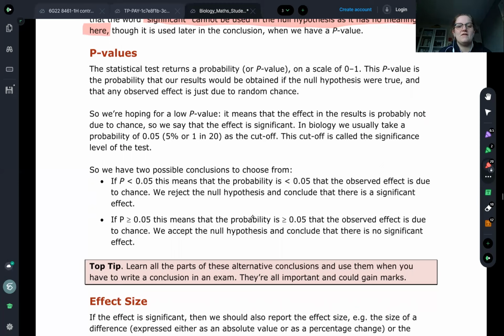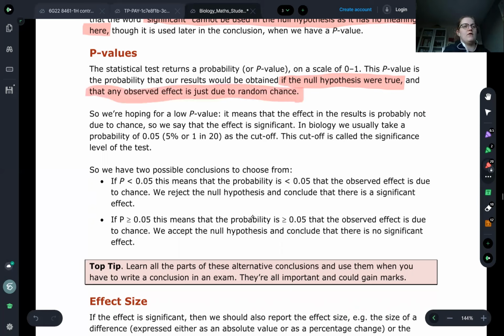So the p-value is the probability that our results would be obtained if the null hypothesis were true. And so any observed effect that you see is just due to random chance. So if we go back to that tree idea, we're then saying that the p-value is the probability that results were obtained just by chance. So actually that light intensity, the difference between those two types of wood, there's no real difference in light intensity, it's just random chance.